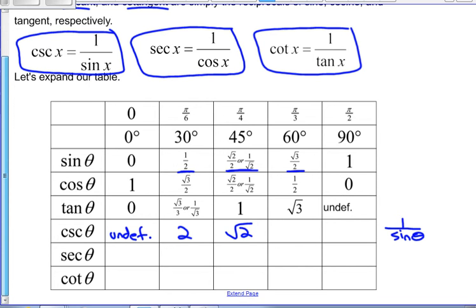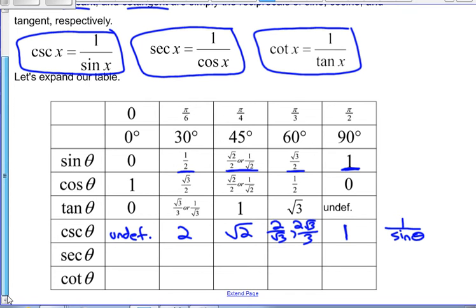Over here, we flip it over, we get 2 over root 3. And that rationalizes to 2 root 3 over 3. So that's two ways of writing the same thing. Finally, we have the number 1. Flip the number 1 over, take its reciprocal, and you still have 1.